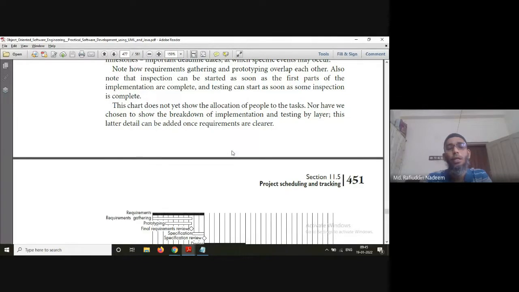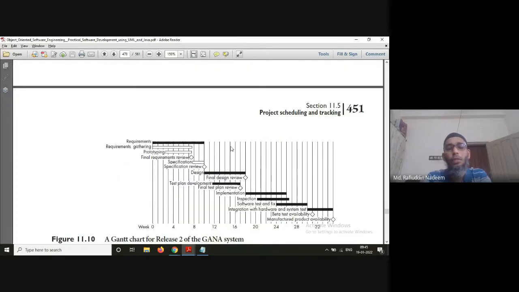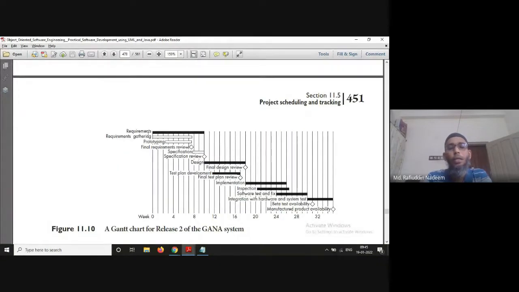If you observe, this is one Gantt chart, where you have a solid black line representing the requirements activity. Under the requirements activity, we have requirement gathering, which is a hollow bar, and also a review, and also the specifications and the specification review. It starts from week 0, the beginning, and at most up to 10 weeks it is going to be performed.